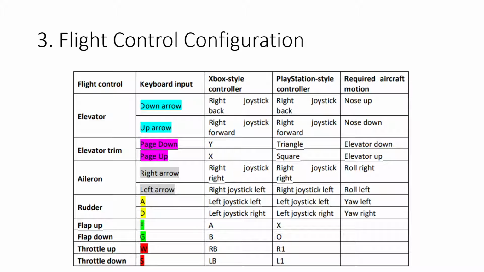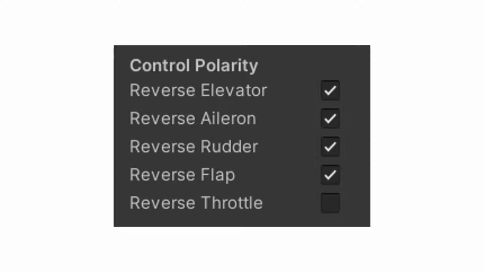In order to match the controls given in this table, the elevator, aileron, rudder, and flap controls were all reversed in polarity using a polarity control function in the Unity project.